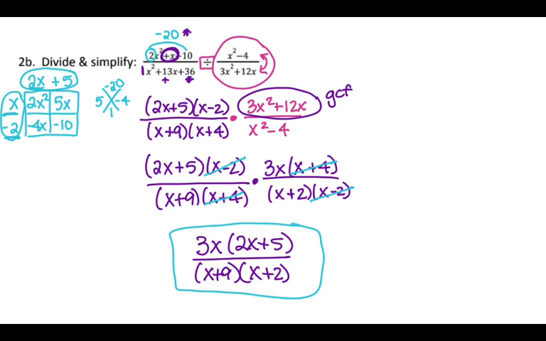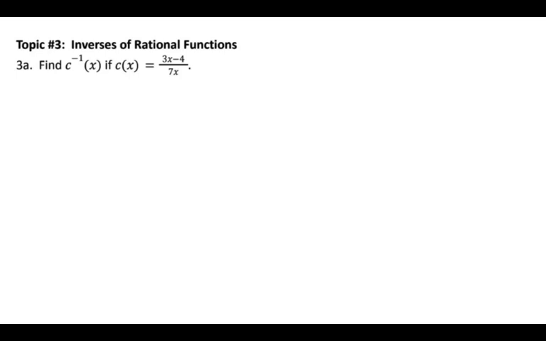All right, next up, inverses of rational expressions. These are actually my favorite types of problems. So when I'm finding the inverse, what I want to do is switch my x's and y's. So originally I have y equals 3x minus 4 over 7x. Now, since I want to find the inverse, I'm going to switch my x's and y's. So instead of y equals, I have x equals 3y minus 4 over 7y.